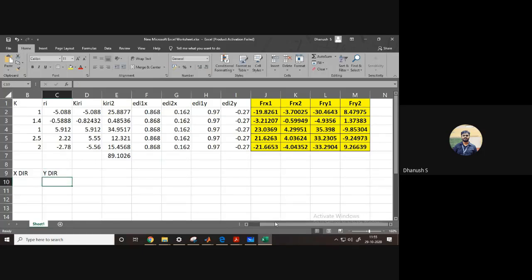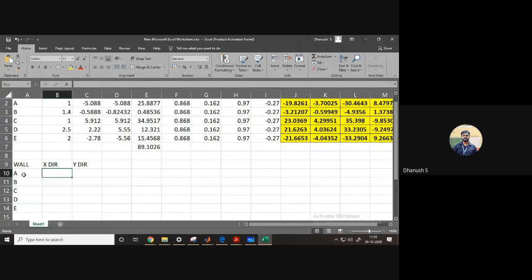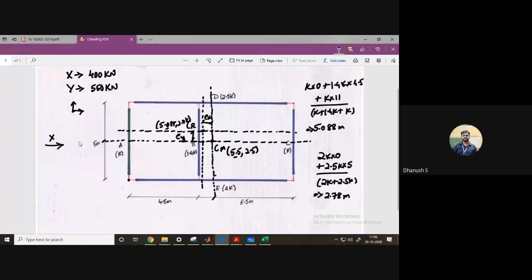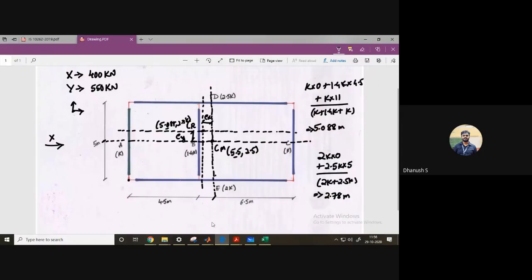for the same walls. So A, B, C, D, E. When the force is acting along x direction, what are the forces in walls A, B, and C? Look at the figure. 0. Correct. It will be 0. So 0, 0, 0. What will be the forces in walls E and D?